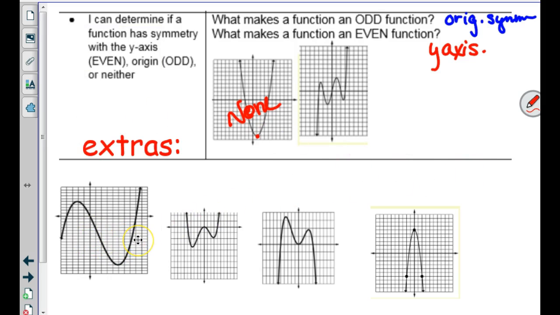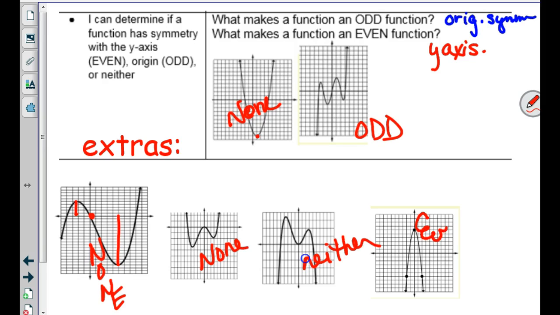What about this one? Does everybody get that this one was odd, right? This one is neither because even though it's going through the origin, this bump is not nearly the same as this one, right? This one? Neither. This one? Neither. Even. Okay? You can graph them on the calculator. Everybody all right?